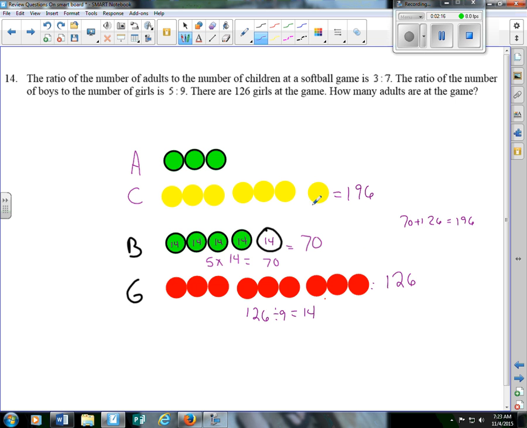Now we could figure out the number of adults because we have 1, 2, 3, 4, 5, 6, 7 parts. So 196 divided by 7 equals 28. So that means that this is worth 28, 28, and 28. So 28 times 3 equals 84. So there are 84 adults at the game.